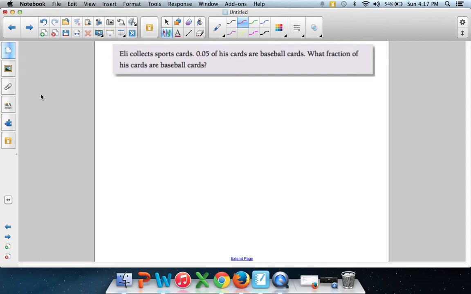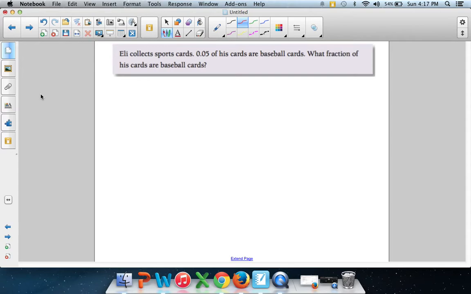There's a problem on top of 189. It says, Eli collects sports cards. 0.05 of his cards are baseball cards. What fraction of his cards are baseball cards? Ooh, this is a toughie. Oh no, what are we going to do?